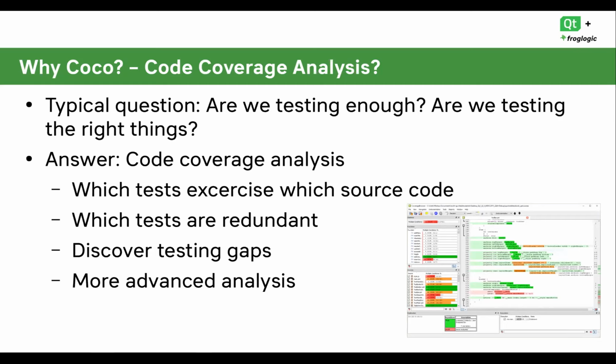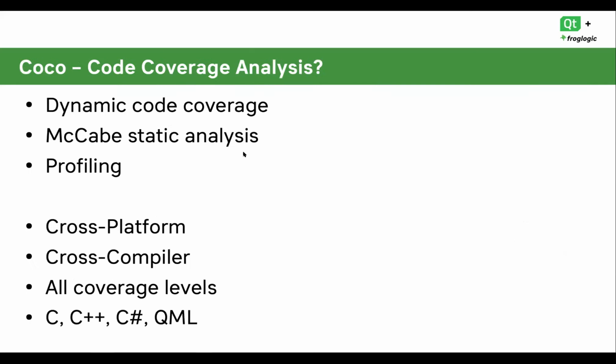So basically, if there are certain parts of the code where no tests exist, we offer a lot more advanced analysis on top of that. In more detail, Coco is a so-called dynamic code coverage tool. Dynamically, while you run the application, we can measure and report the code coverage. On top of that, we also have added very basic static code analysis features, such as getting the McCabe complexity analysis. And we also have basic profiling features in Coco. So you get three things in a single tool.